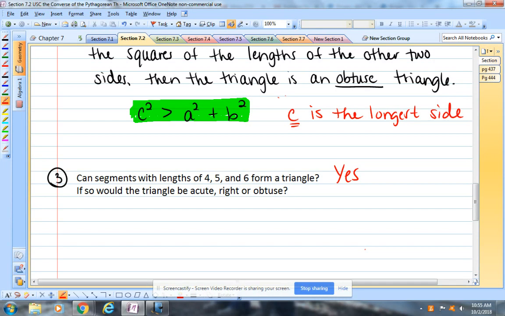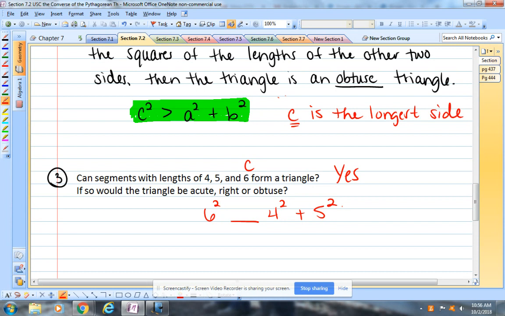Which one has to be c? 6. The longest one has to be c. So I'm going to say 6 squared. And I'm going to put a minus there because I don't know what kind of comparison symbol I'm going to use. 4 squared plus 5 squared. Okay? So if this turns out to be equal to, it's right, less than acute, greater than obtuse.